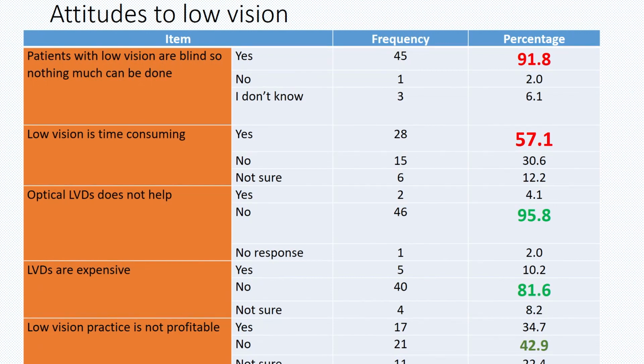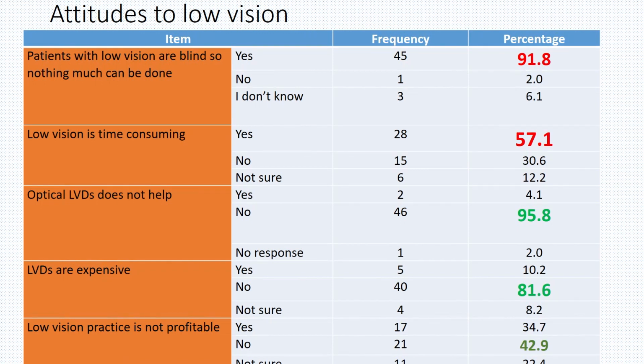Now, they also reported that low vision is time-consuming. That we agree to. But then, that is not a good enough reason not to practice low vision. So that represents a poor attitude of optometrists to low vision service. Now, others also indicated that optical low vision devices do not help. Now, good enough, this was also indicated in green. Most of them, again, over 90%, indicated that low vision devices do help low vision patients. Now, they also indicated that low vision devices are expensive and low vision practice is non-profitable.